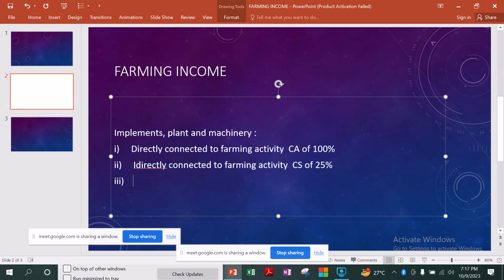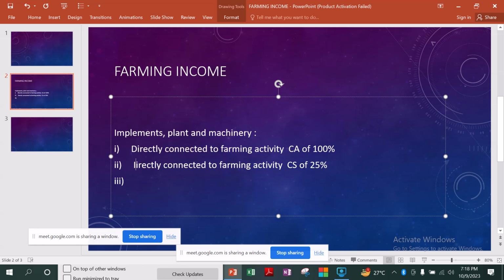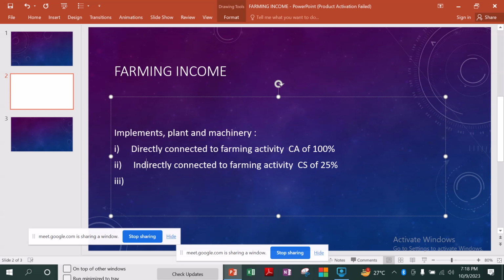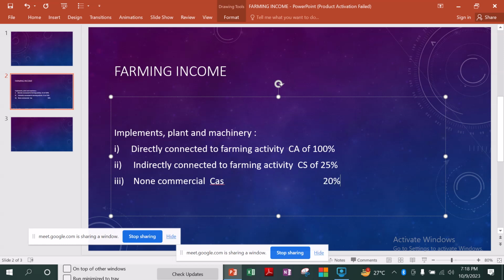Then we also have, falling under plant and machinery, things like a non-commercial vehicle. Like before, for non-commercial vehicles, the capital allowance claimable will be at the rate of 20%. 20% is what will be claimable. So we have these rates for capital allowances.